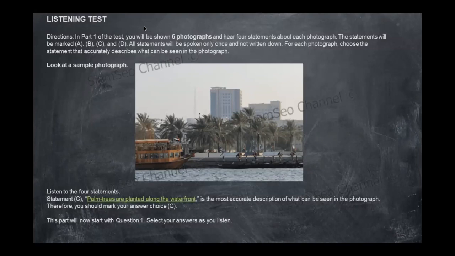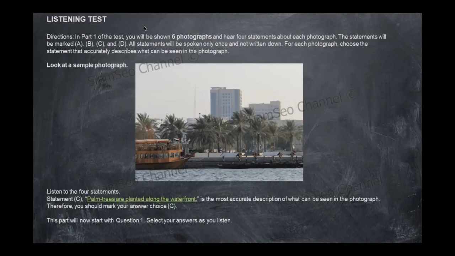Listen to the 4 statements. A. The ship is very modern. B. Passengers are boarding the ship. C. Palm trees are planted along the waterfront. D. People are having a party on a boat. Statement C. Palm trees are planted along the waterfront. Is the most accurate description of what can be seen in the photograph. Therefore, you should mark your answer choice C.